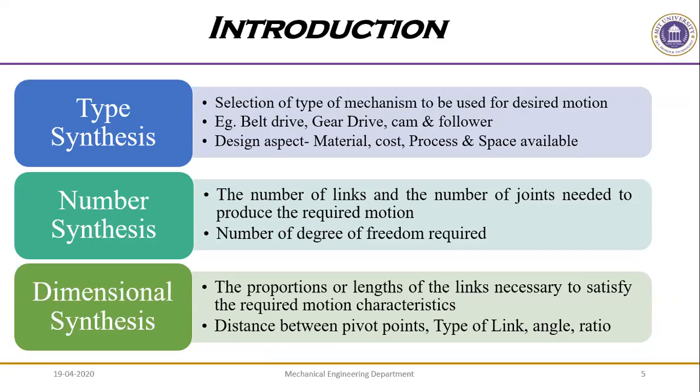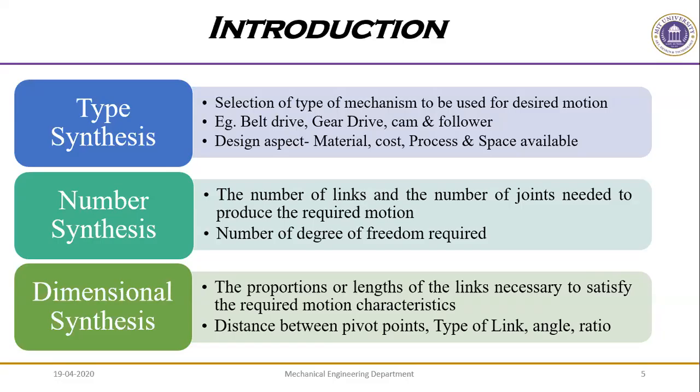Second step in synthesis is number synthesis. What it indicates is how many links you require in order to get the required mechanism. How many joints you require, whether those joints are ternary joints, binary joints, that we have to select as well as count. Also we have to think about how many degrees of freedom are required in order to achieve the required motion. That comes under number synthesis. Means this is the second step in synthesis, and the third step is dimensional synthesis.